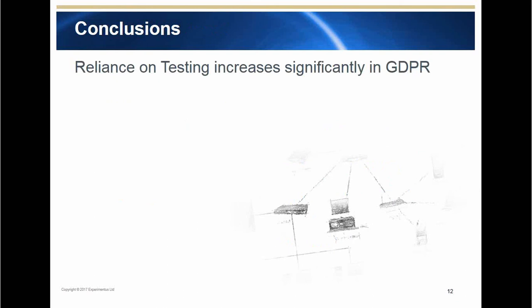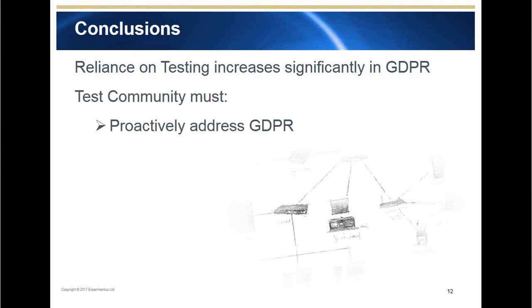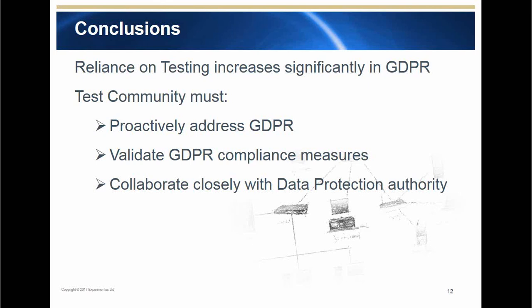Inevitably, responsibility for validation of GDPR compliance measures will fall to the test community. GDPR compliance is on the organisation, not on testing. We will have to be proactive in our approach to GDPR changes. The test community are responsible for validating systems and processes accessing personal identifiable information. The test community must have direct access to the organisation's data protection authority. Like it or not, reliance on testing increases with the introduction of GDPR, at least until the whole organisation assimilates the GDPR understanding and culture.